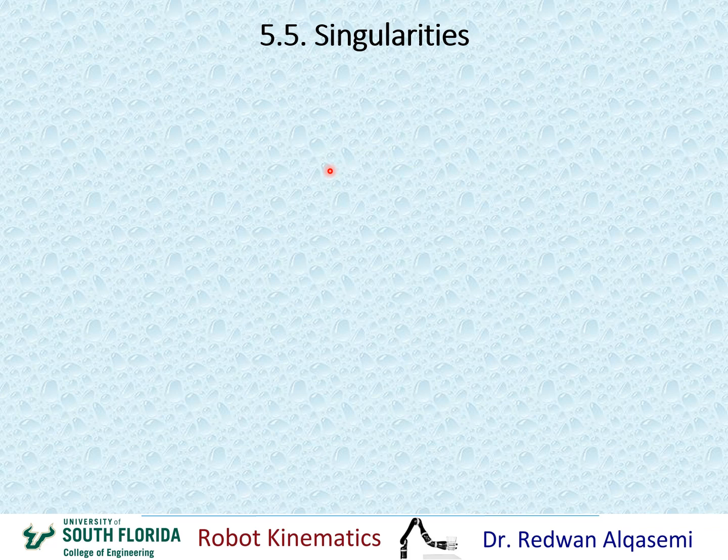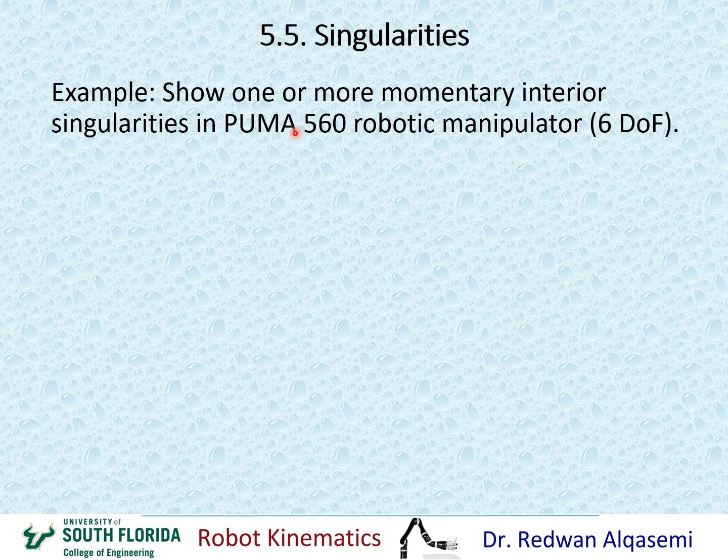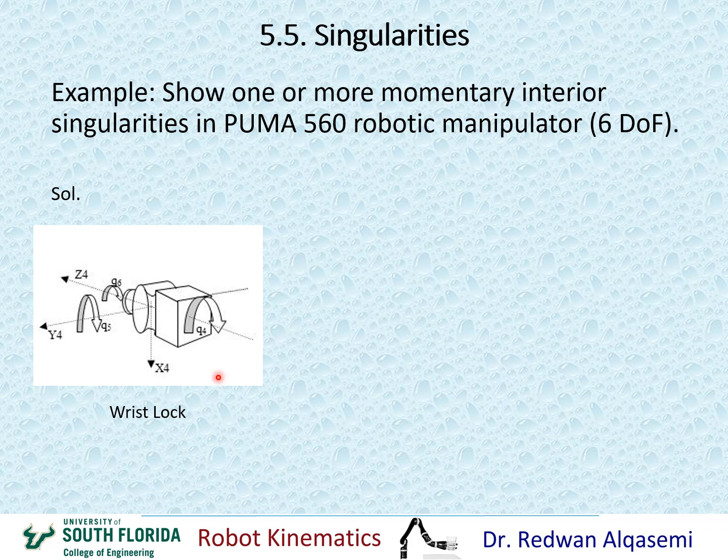Let's take another example here that shows momentary singularities. And this time we're going to look at interior singularities. So we look at the Puma 560 robotic arm. This manipulator has 6 degrees of freedom, 6 revolute joints. And we're going to find here one or more momentary interior singularities for this arm. So I'm going to start here with one case, which is at the wrist.